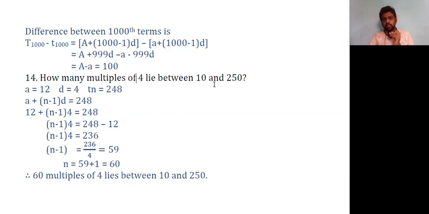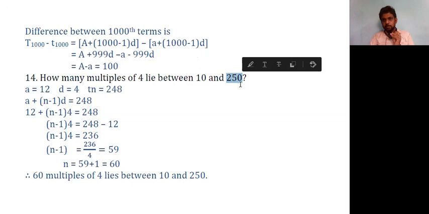So we have to check the multiples of 4 between 10 and 250. The first multiple of 4 greater than 10 is 12. Therefore, A is equal to 12. Since these are multiples of 4, the terms will be 12, 16, 20, 24, 28 and so on. Therefore, the common difference will be 4. And the last term less than 250 and a multiple of 4 is 248.